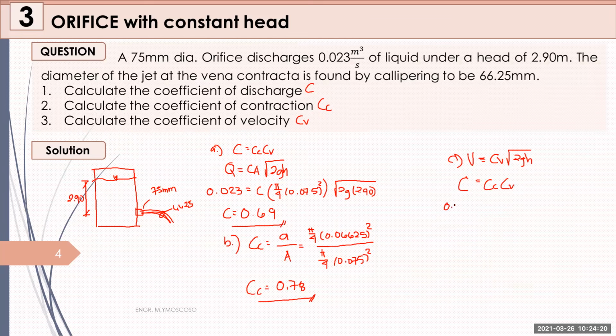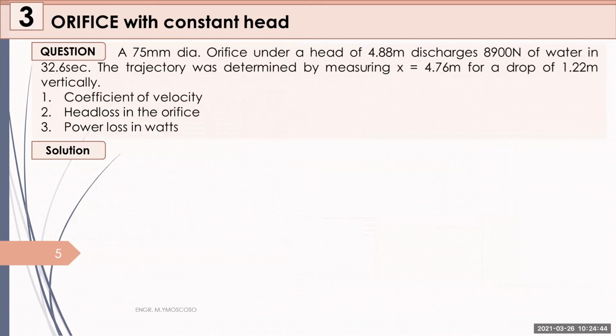So C is 0.69, your CC is 0.78, and we will find the value of your CV. So the value of your CV, that would be 0.88. Kindly confirm na lang if the value is correct. Okay? So I hope naintindihan no, kung ano yung nangyayari. Kinuha pa lang natin yung mga coefficients natin. So let us jump to another example. So you have here another one.